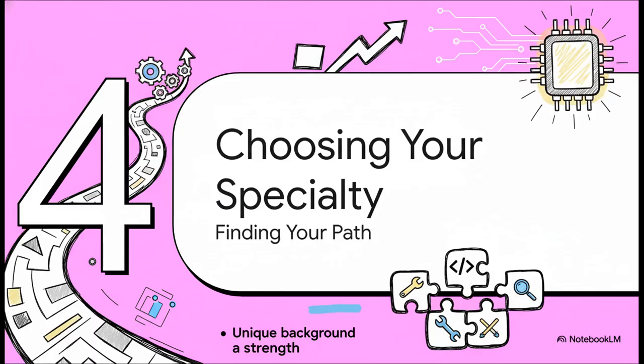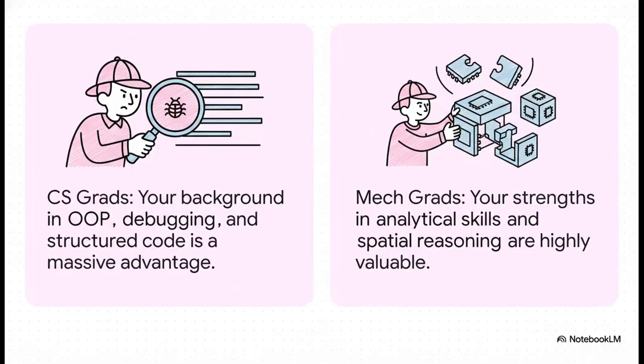And this is the cool part, because this is where your unique background, the thing you thought was a disadvantage, actually becomes your biggest strength. Just think about it for a second. If you're coming from computer science, you're a master of complex logic, structured code, and most importantly, debugging. That is an absolute superpower in the world of chip design. And if you're a mechanical grad, you bring amazing analytical skills, a strong math background, and this incredible intuitive grasp of spatial reasoning. That is just as valuable.